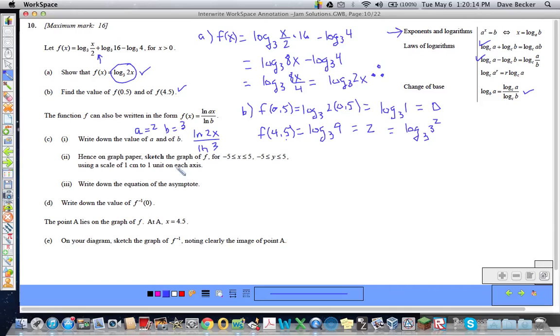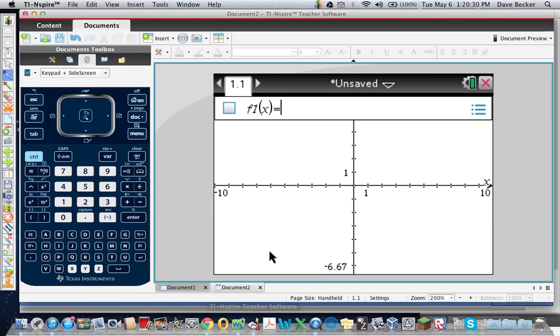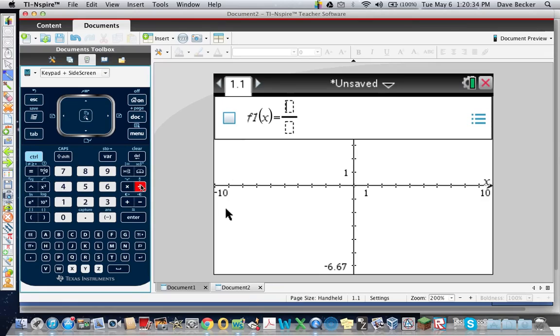Hence, on graph paper, sketch the graph for -5 to 5, -5 to 5, using a scale of 1 centimeter to 1 unit. So that's if they give you graph paper. I haven't seen them give you graph paper in a long time. But this is a paper 2. So we're going to do, let's see, control, I love the fraction. So this was natural log of 2x over natural log of 3.